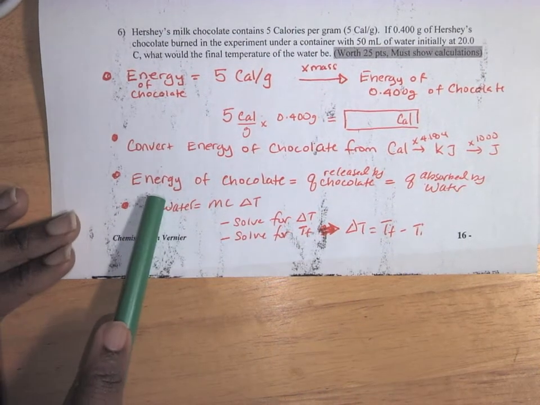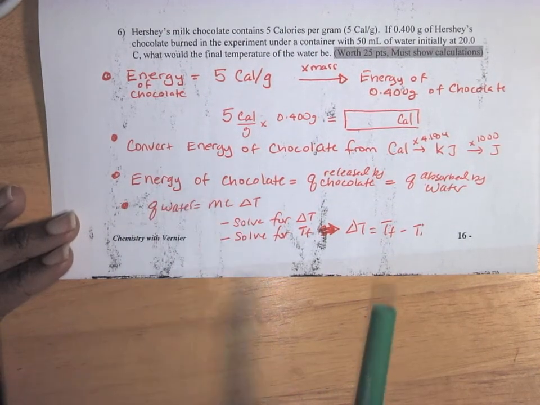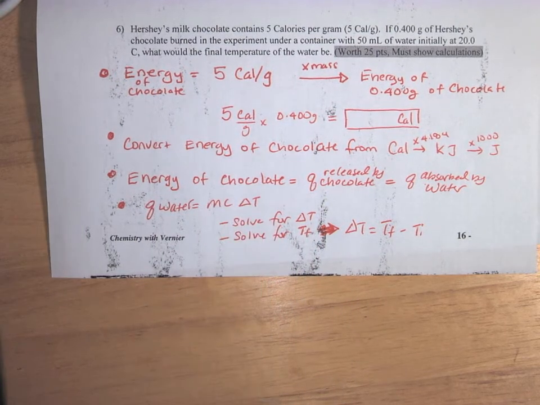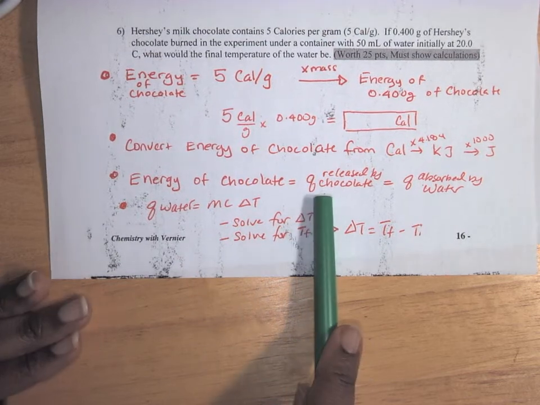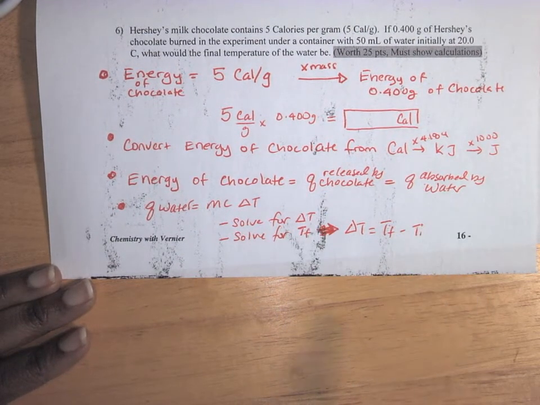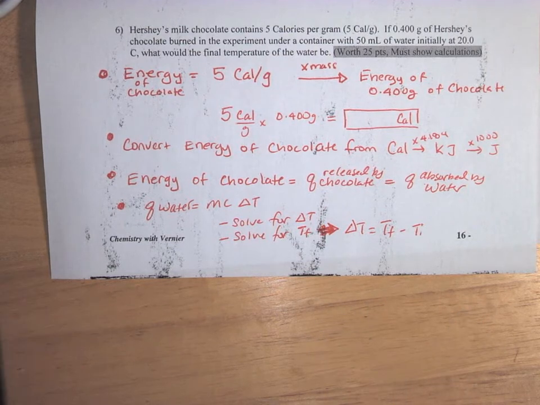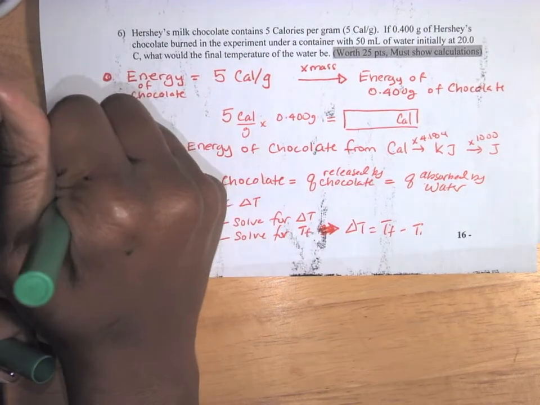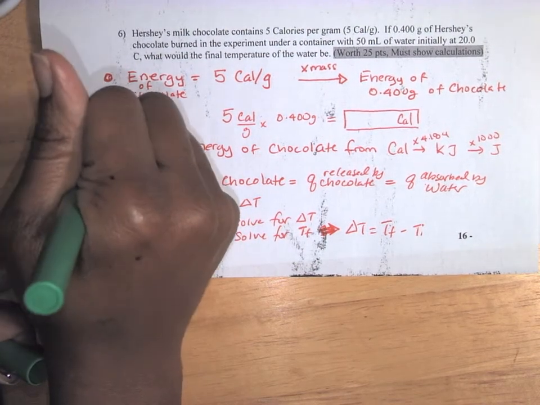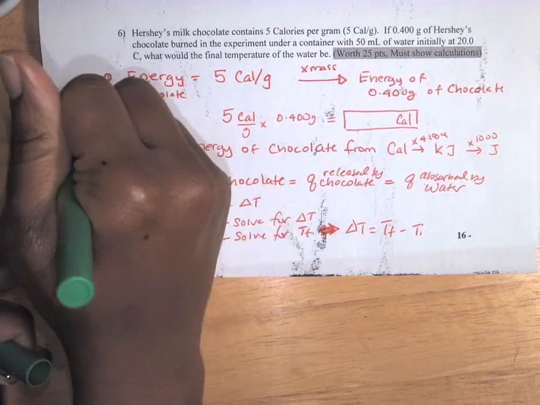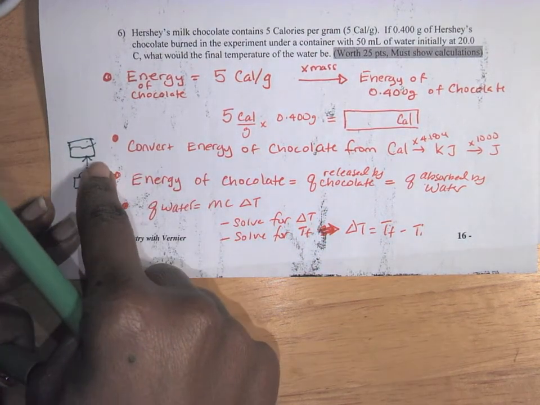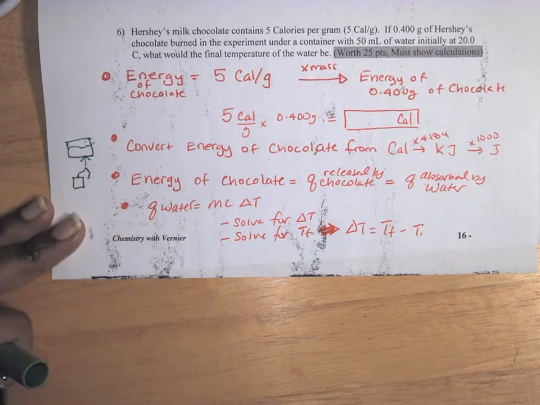At this step, you should have the energy of your chocolate in joules, which is what you want. And remember, the energy of the chocolate is the heat that the chocolate would release, which is equivalent to the heat absorbed by the water in your calorimetry experiment. So if you take your piece of chocolate and you set it on fire, it's burning, okay? And then you have your container of water up here. The heat energy released by that piece of chocolate is going to be absorbed by the water.